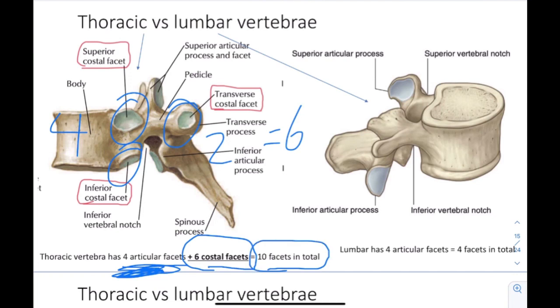And then in the lumbar vertebrae, like we mentioned earlier, there are the superior articular facets and the inferior articular facets, and they are 4. So 2 here, and then on the other side as well.